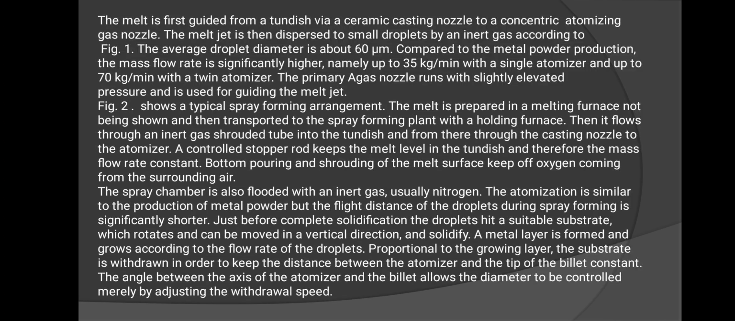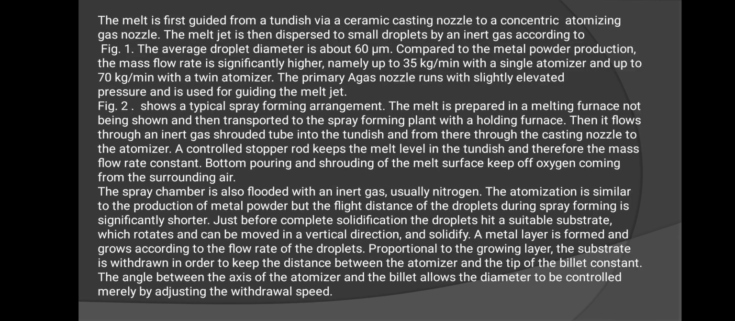If we consider the figure, the melt is first guided from a tundish via a ceramic casing nozzle to a concentric atomizing gas nozzle. The melt jet is then dispersed into small droplets by an inert gas, according to figure 1. The average droplet diameter is about 60 micrometers. Compared to metal powder production, the mass flow rate is significantly higher, namely up to 35 kg per minute with a single atomizer and up to 70 kg per minute with a twin atomizer. The primary gas nozzle runs with a slightly elevated pressure and is used for guiding the melt jet.